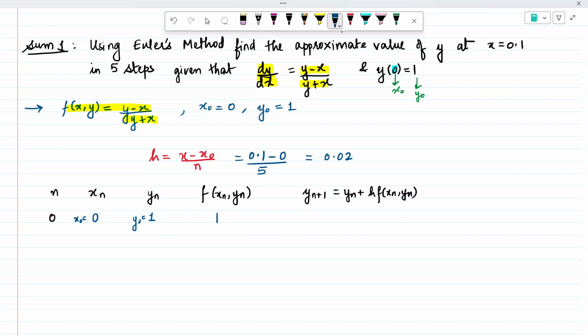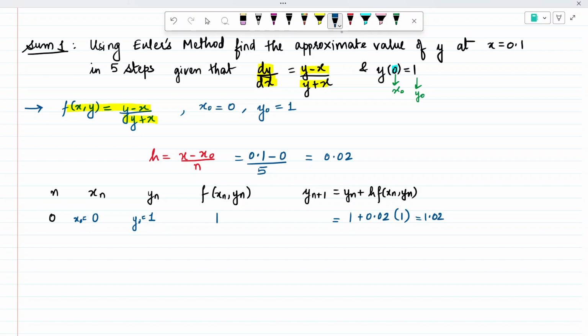Okay, now we will put it in the formula for yn plus 1. So I'll get 1 plus 0.02 multiplied by 1. Is this correct? Okay. I'm getting yn is 1 plus h, which is 0.02, multiplied by f of xn comma yn, which is 1. So let's calculate that and it becomes, very good, 1.02. You got your y1.